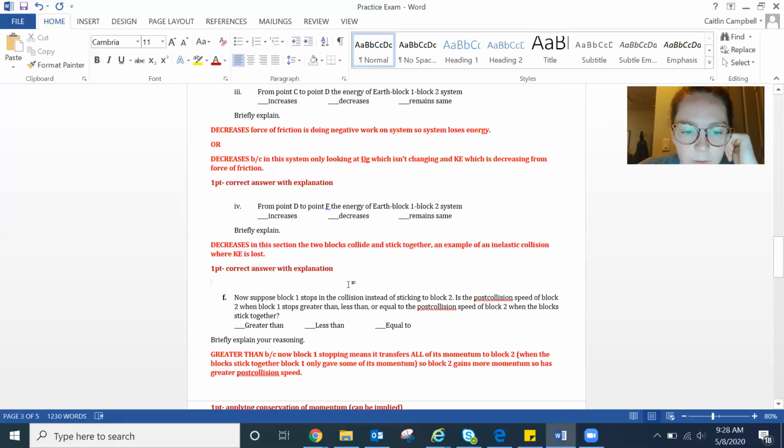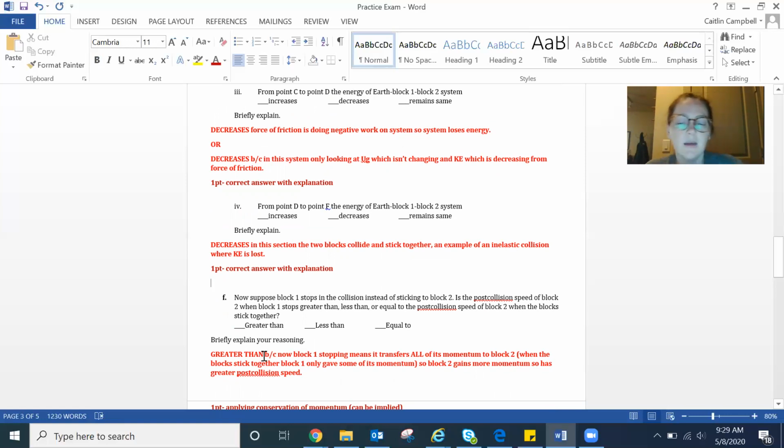And then the very last part, it says, instead of sticking together, suppose that Block 1 stopped and then Block 2 goes off. Is Block 2's post-collision or final speed greater when this one stops than when they stick together? So yes, it is definitely greater. You should talk about momentum.